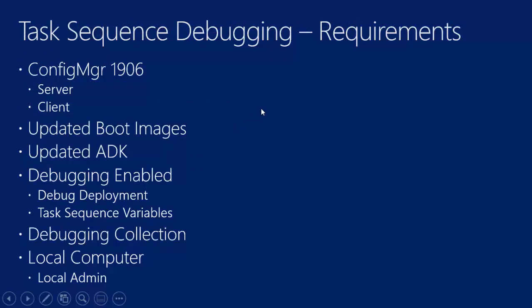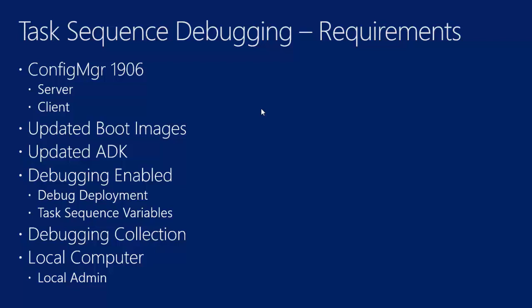In terms of requirements, there are a few. This is a Config Manager 1906 feature, so you do need at least Config Manager 1906. You need Config Manager 1906 on both the server and the client, and you need to make sure you have updated boot images so that the client components inside those boot images will also be 1906, because we fully support bare metal and so on, as you'll see. Updated ADK, just to make sure that you're up to date on the ADK.